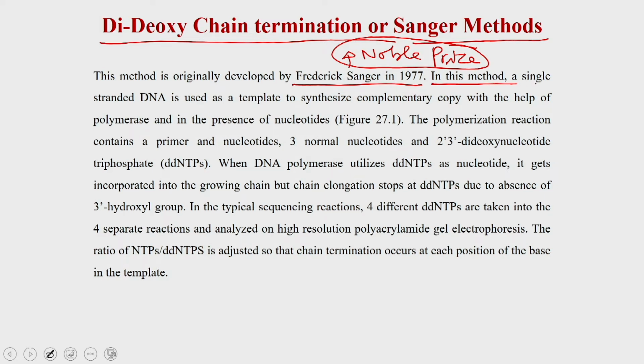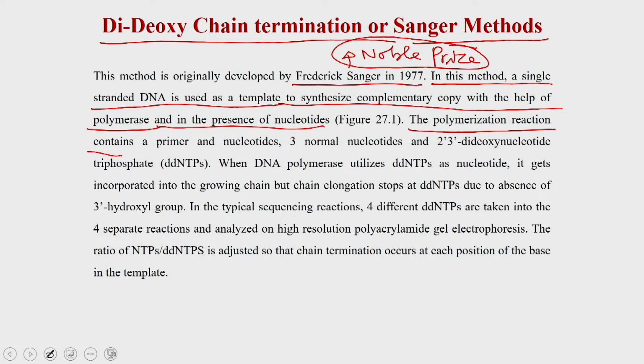So, in this method we are generating a single stranded DNA as a template, we are using single stranded DNA as a template to synthesize the complementary copy with the help of a polymerase, which means typically we are just doing PCR in the presence of nucleotides. The polymerization reaction requires the enzyme, which means the DNA polymerase, it requires the nucleotides and it requires the primers, if you remember when we were discussing PCR. So, these are the three things we require.